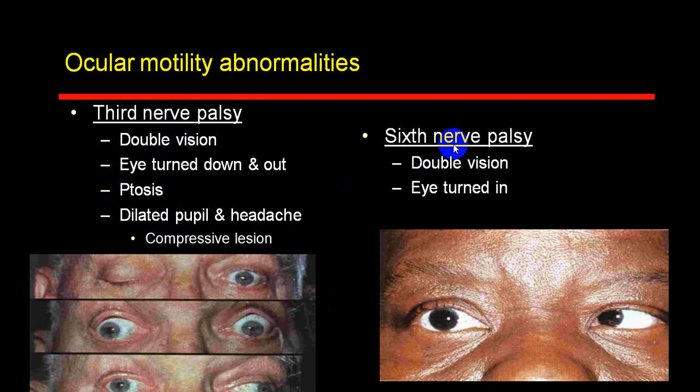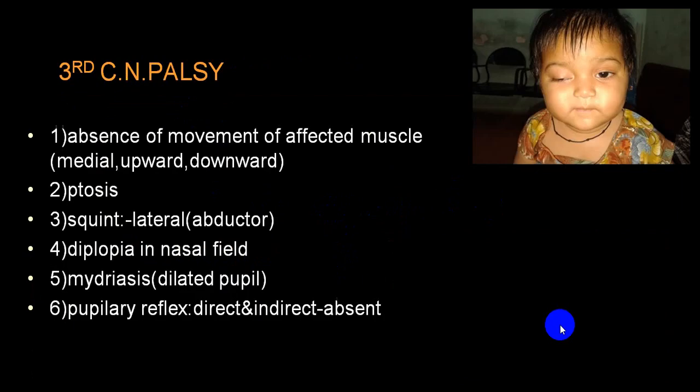While in sixth cranial palsy, diplopia when you look to the left, while in third cranial palsy diplopia will be there when a person looks medially and upward, and the eye will be turned inward. This will be very peculiar in a sixth cranial palsy.